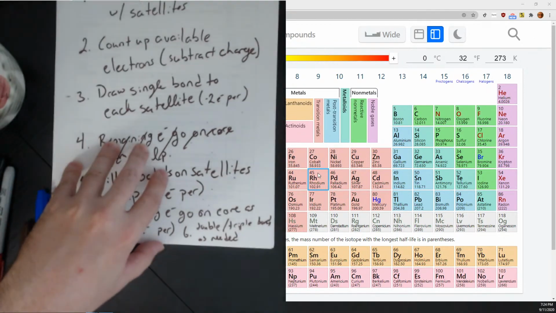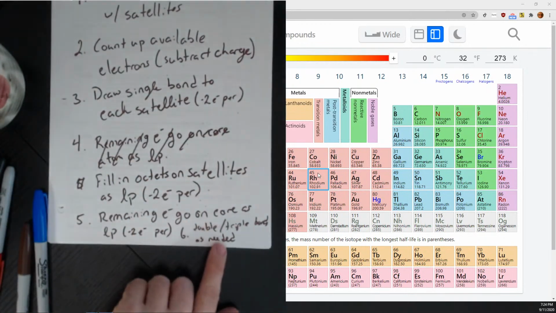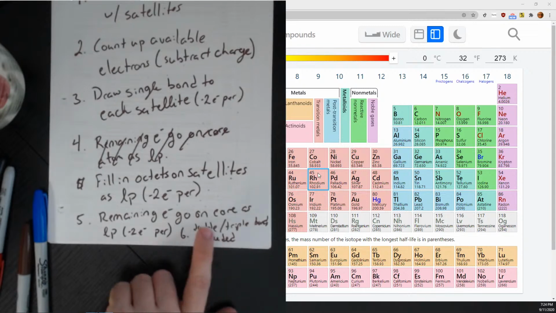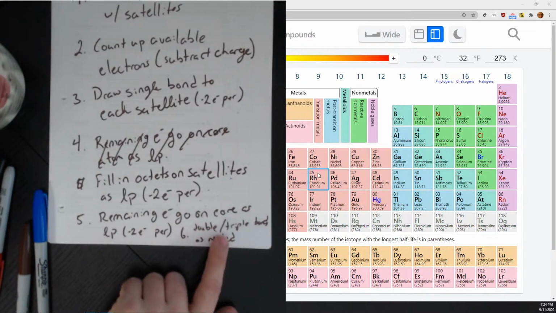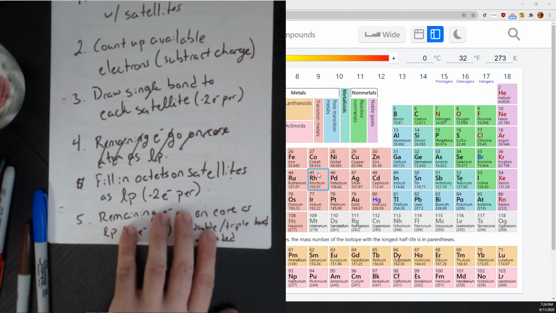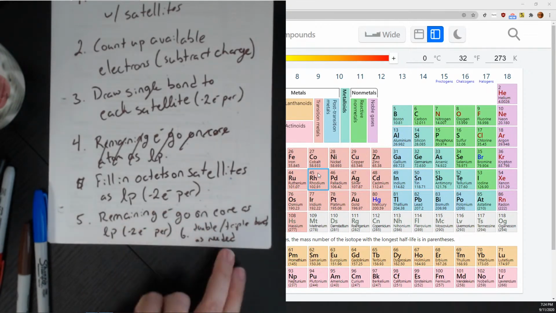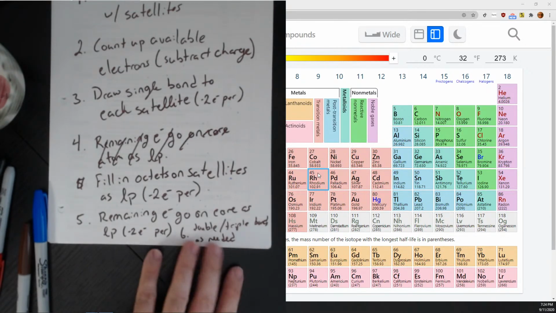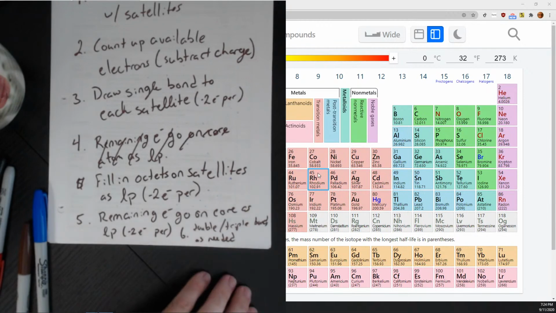If at that point your central atom does not yet have a full octet, then you turn lone pairs into double or triple bonds. So you take a lone pair from a satellite atom, you turn it into a new bond. This won't take any bonds or electrons out of your pool because you've already used them. These will just be a way to fill in the octet on the central atom. So let's go ahead and do some examples.